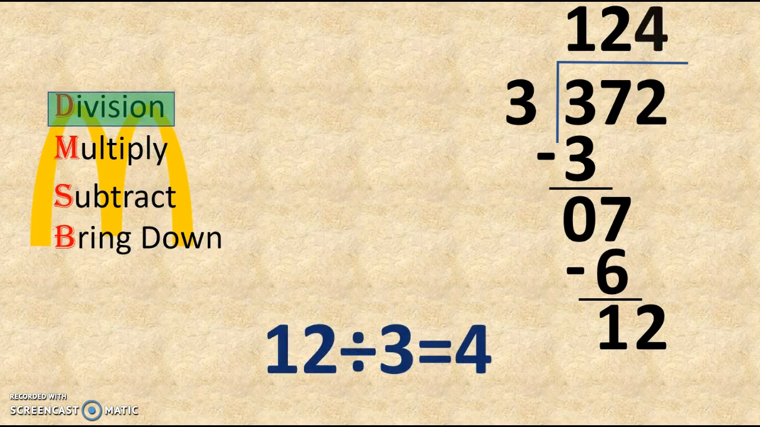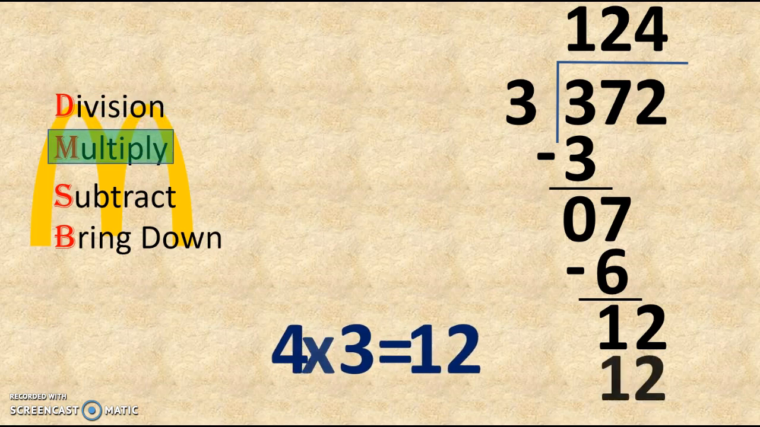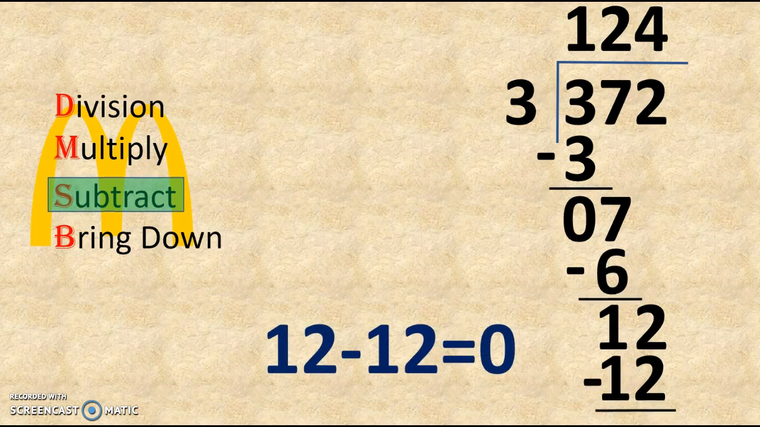And we repeat one more time. Division, multiplication, subtraction. And since we're at the end and I've run out of room on the bottom of my screen, we'll just stop there because the answer is 124.